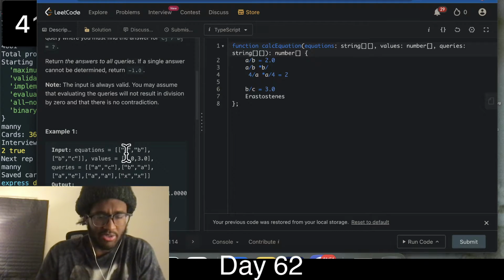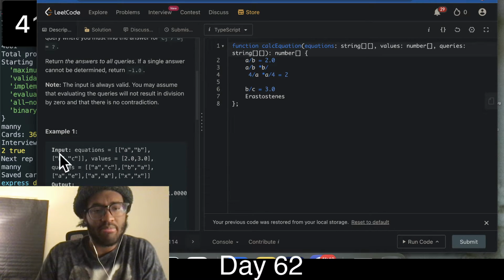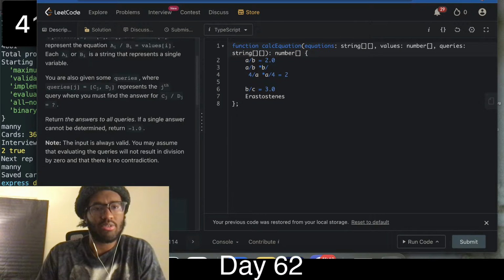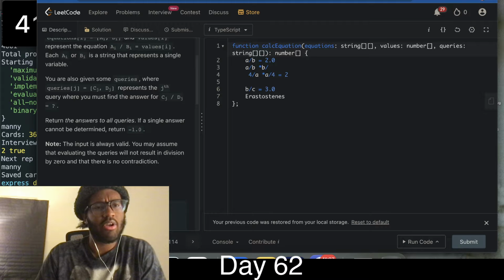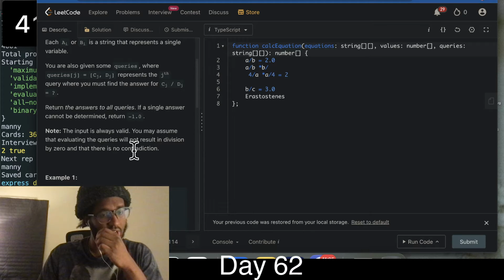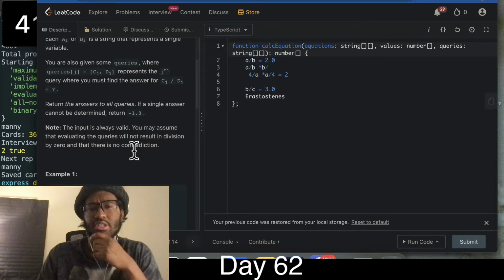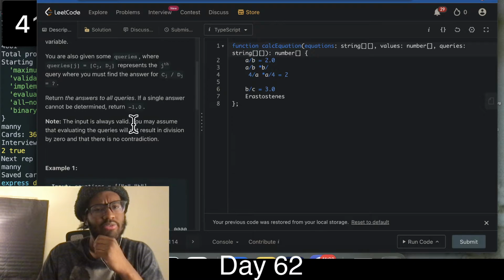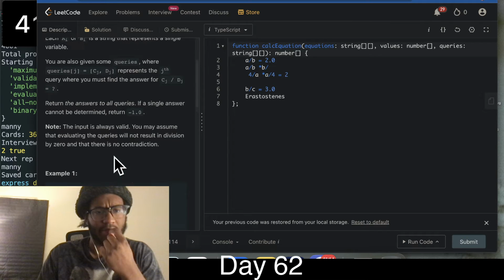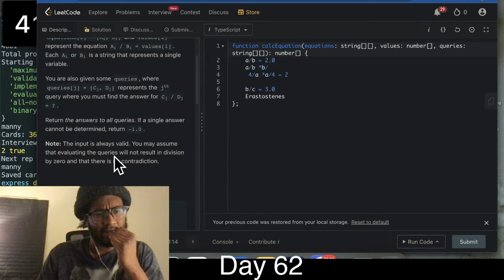They're saying that we're given a bunch of equations, right? A, B, B, C. And they're saying that A divided by B equals 2.0, and B divided by C equals 3. There are some queries where c sub j, comma d sub j represents the jth query, where you must find the answer for c sub j divided by d sub j. So you have to find the answer for A divided by C, B divided by A, and A divided by E. Find the answers to all queries.